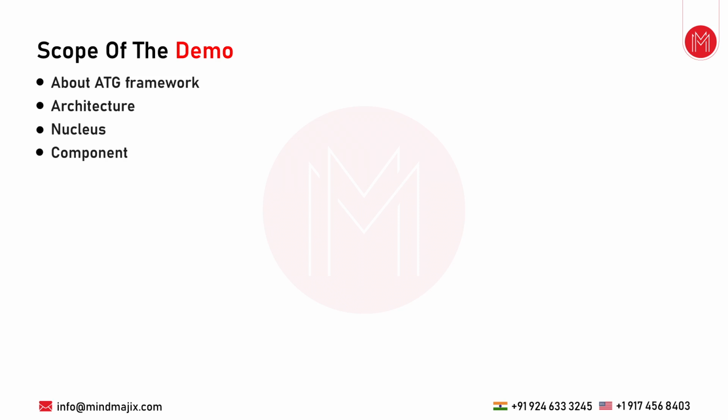So in ATG, we have two more things called droplets and form handlers. These are subdivisions of components. A droplet in itself is also a component, and a form handler in itself is also a component. But a form handler is always a request scope component because it takes the data from the form and submits it to the handler. That's it.